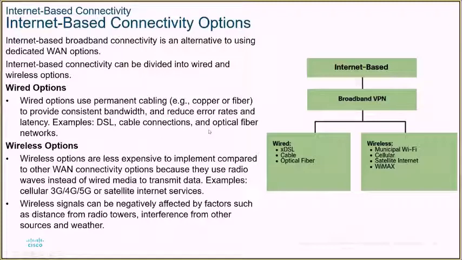Now when it comes to wireless, wireless options are less expensive to implement compared to other WAN connectivity options because they use radio waves instead of wired media. Examples are cellular like 3G, 4G, 5G, or satellite internet services. Wireless signals can be negatively affected by factors such as distance from radio towers, interference from other sources, and weather. So municipal Wi-Fi, that would be a council supplying Wi-Fi to an area. Cellular, of course, is your mobile telephone network. Satellite internet, of course, is connecting to a satellite in space, and WiMAX is sort of like fixed wireless. And so you have an antenna on your roof and someone else has an antenna a relatively short distance away.